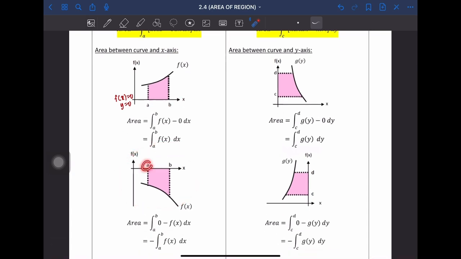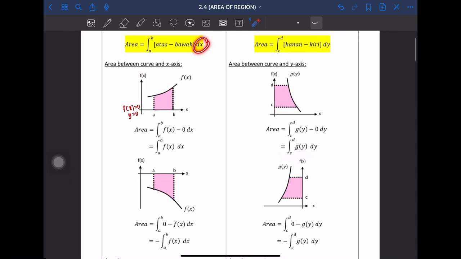Okay, next one, same. We have limit a until b, so we're gonna use dx, but a and b is value of x. So based on the formula, kita akan pakai atas tolak bawah. So again, daripada atas, kita akan pergi ke area tu, area yang pink tu. So apa yang dia sentuh dulu? Dia sentuh function x-axis tu. So x-axis again, it is fx equal to 0 ataupun y equal to 0. So kita letak kosong kat situ.